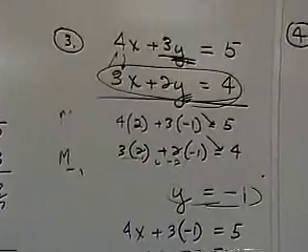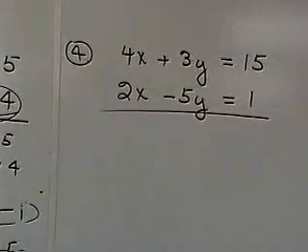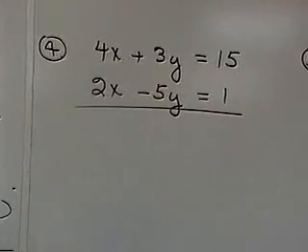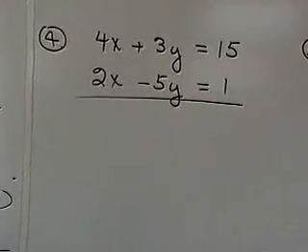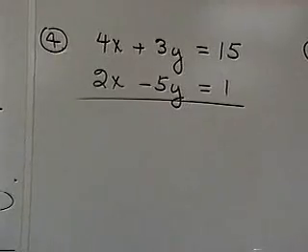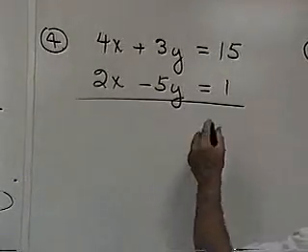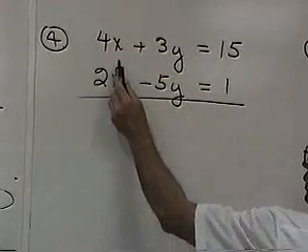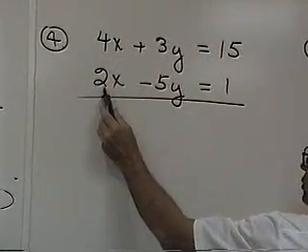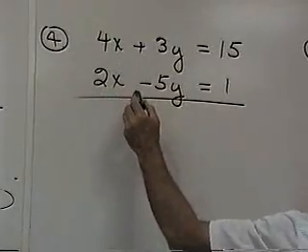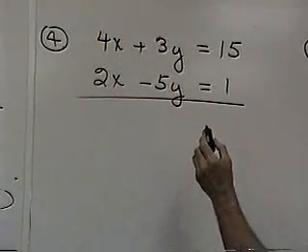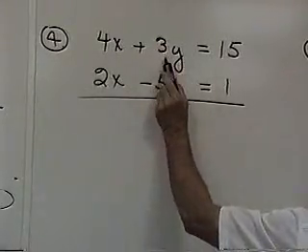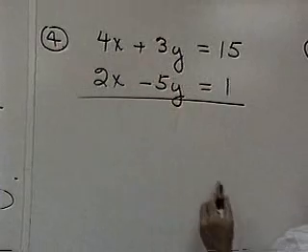All right, let's look now at the fourth problem. Okay, 4x plus 3y equals 15, 2x minus 5y equals 1. All right, which way do we want to work this one? Well, it really doesn't make any difference. For instance, I could just multiply this by minus 2 and I would already have the numbers. Or I could come up here and multiply the top one by 5, the bottom by 3, and add.